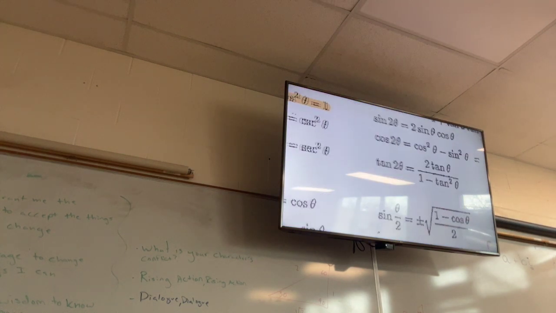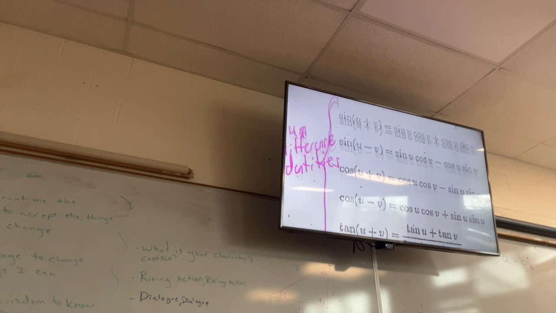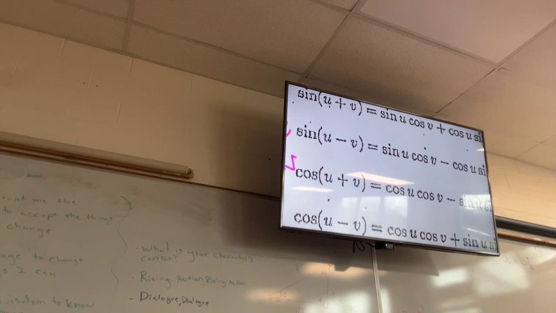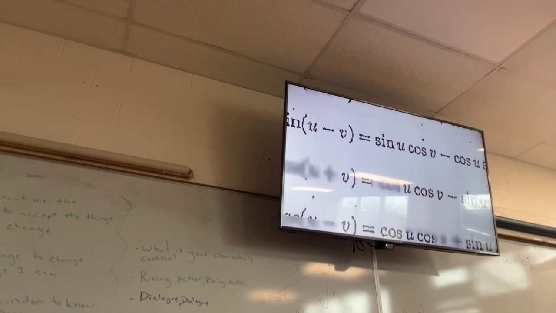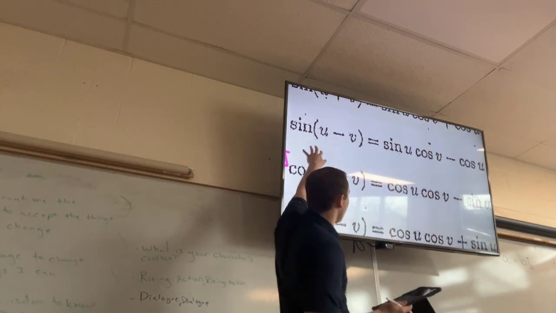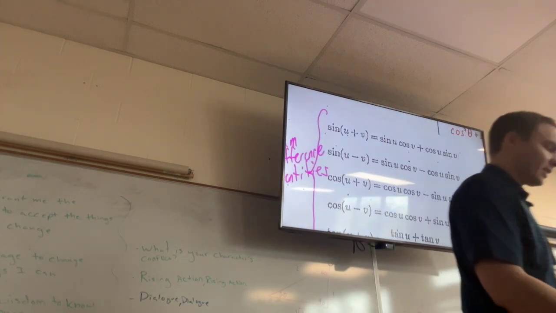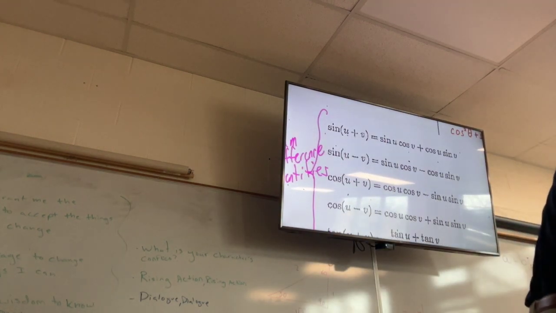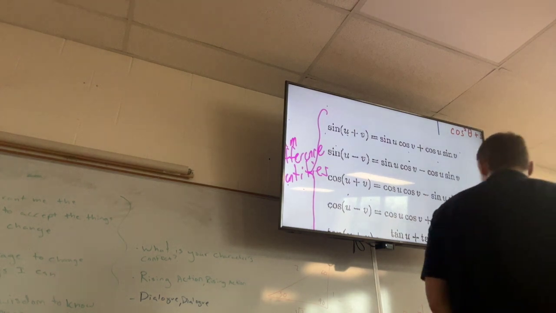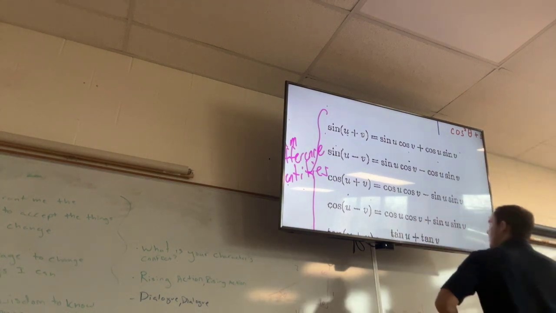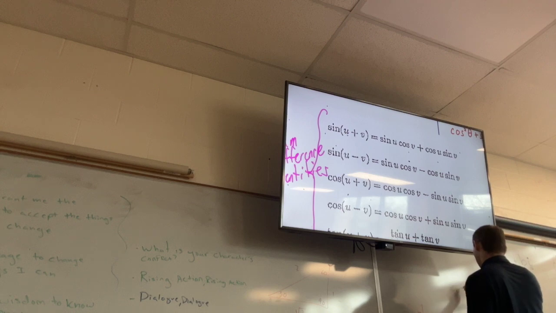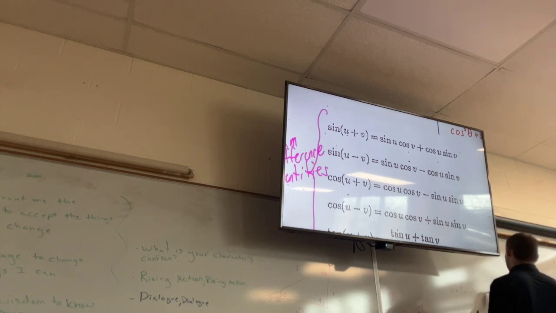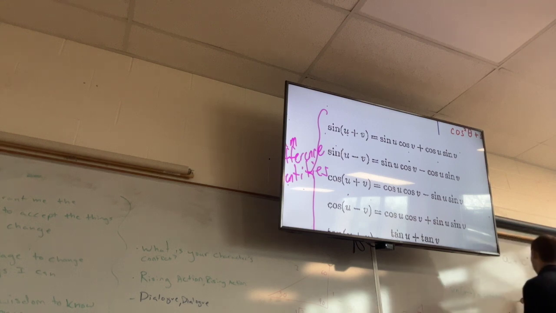I'm going to use an identity I have here for sine of u minus v, right? I want the formula for the sine of a difference of two angles, okay? You see the third line down on that right column: sine of u minus v equals sine u cosine v minus cosine u sine v.